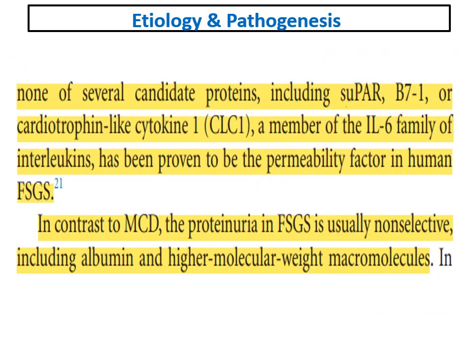And also the remaining biomarkers, CD80 and cardiotrophin-like cytokine 1, none of them have been proved as a specific biomarker for FSGS. In contrast to minimal change, proteinuria in focal segmental is non-selective, while the proteinuria in minimal change is selective.